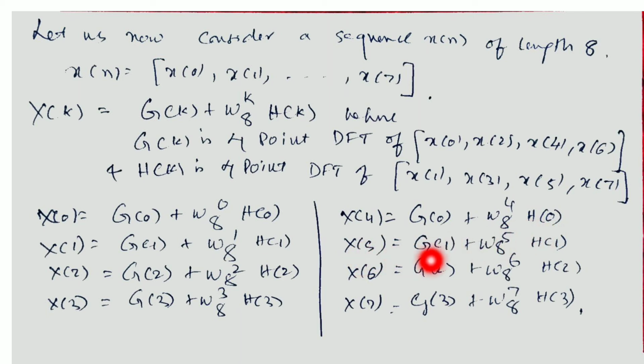X of 5 is equal to g of 1 plus w8 power 5 h of 1, and x of 6 is equal to g of 2 plus w8 power 6 h of 2, and x of 7 is equal to g of 3 plus w8 power 7 h of 3.